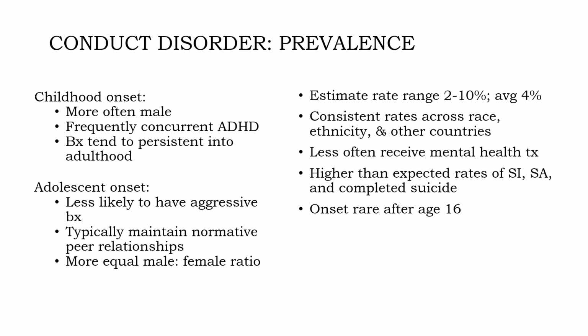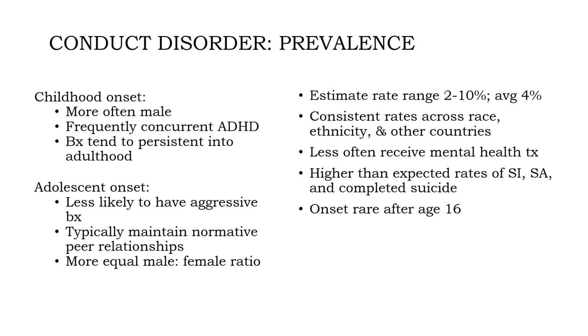Now with conduct disorder, if we've got childhood onset, more often with males, more frequently co-occurring with ADHD, and then like I was saying, that tends to persist into adulthood. In the adolescent onset, we see less aggressive behavior. Typically, we don't see the problems with social relationships as we might with the childhood onset. And then the ratio of male to females is pretty equal.